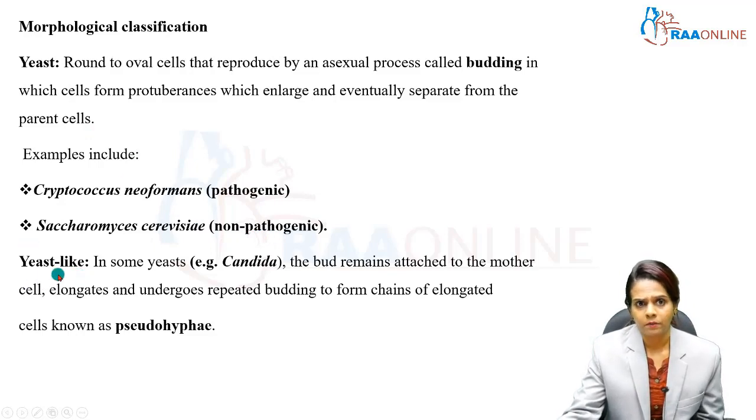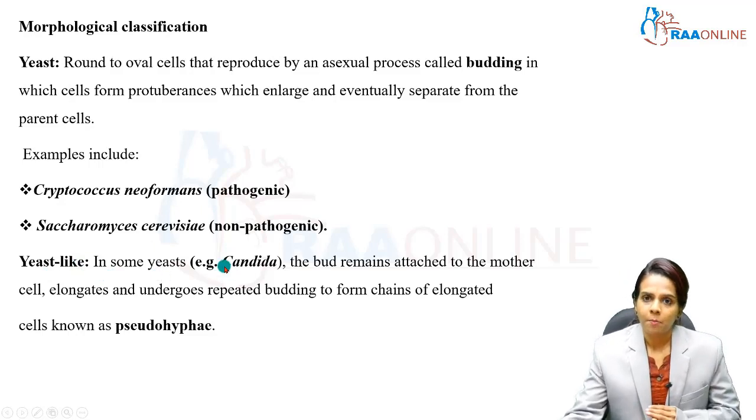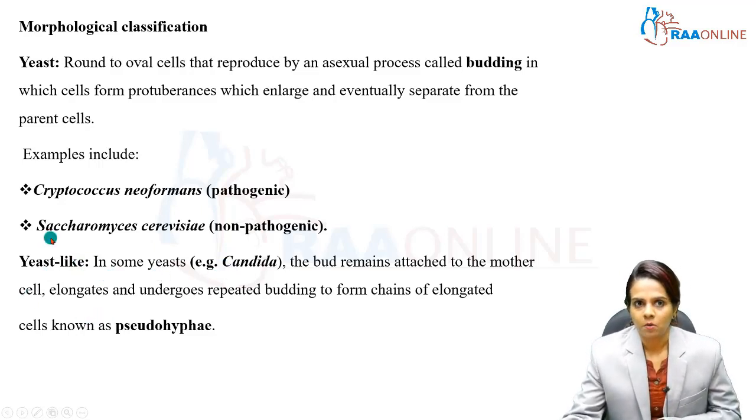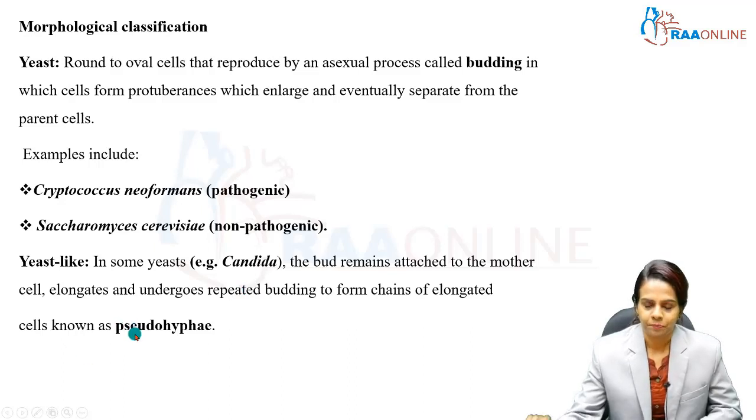And yeast-like, in some yeast, for example Candida, the bud remains attached to the mother cell. Okay, in yeast, the daughter cell separates from the parent cell, whereas in yeast-like, the bud remains attached to the mother cell that elongates and undergoes repeated budding to form chains of elongated cells called pseudohyphae. So this is the main difference between yeast and yeast-like.